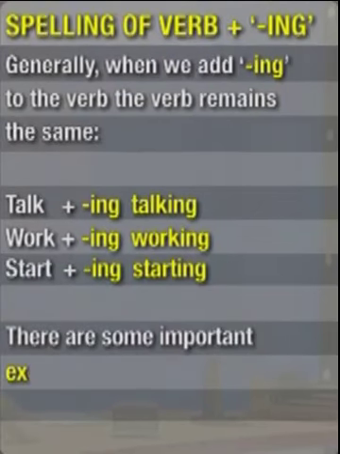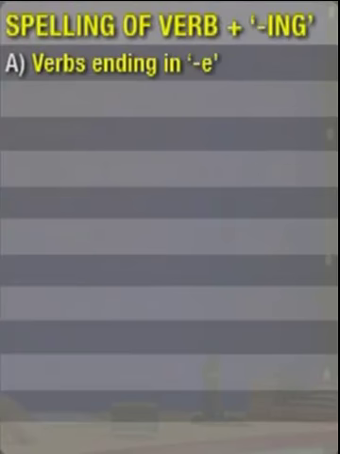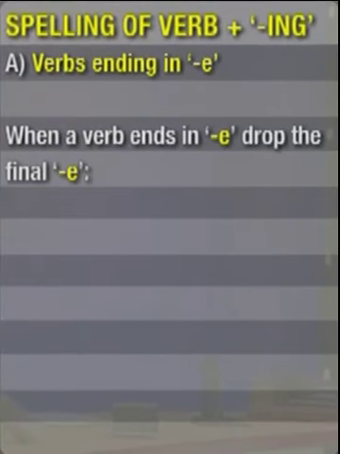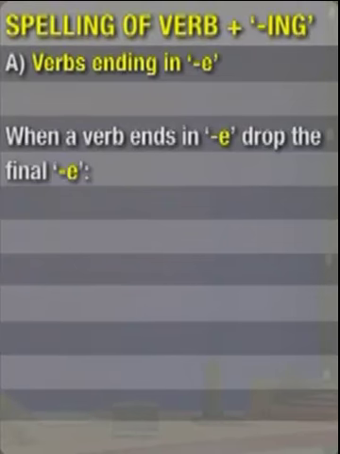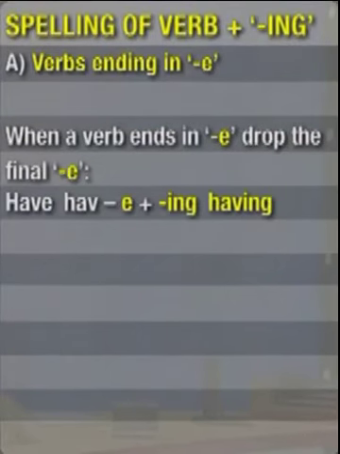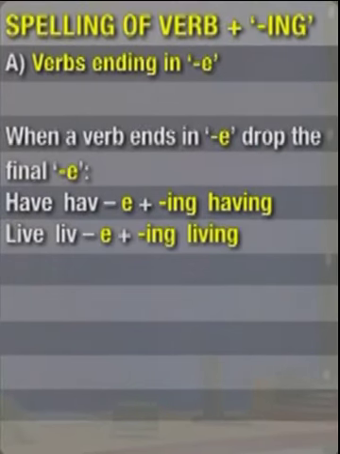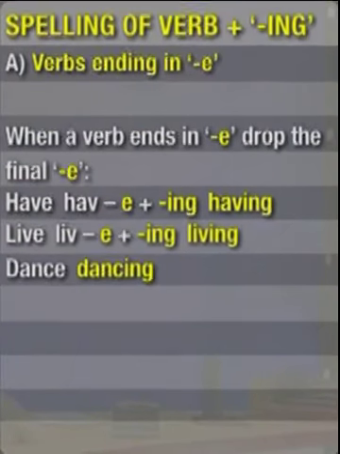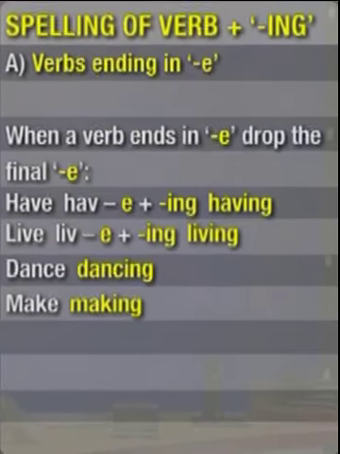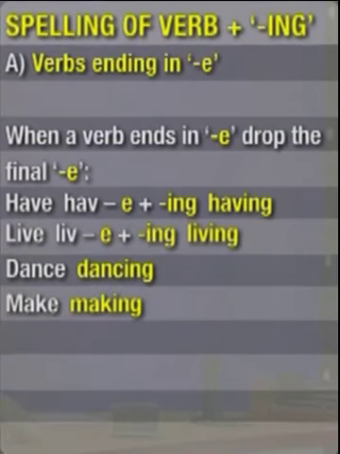Now, as ever, there are exceptions in the English language. What are they? Well, all verbs that end with the letter E are exceptions. Look what happens. Have, for example, ends with E. You eliminate the E and you add ing. So have becomes having without the E. Okay? Other examples are live, living, dance, dancing, make, making. Okay, so all verbs which end in E, you eliminate the E and add ing.